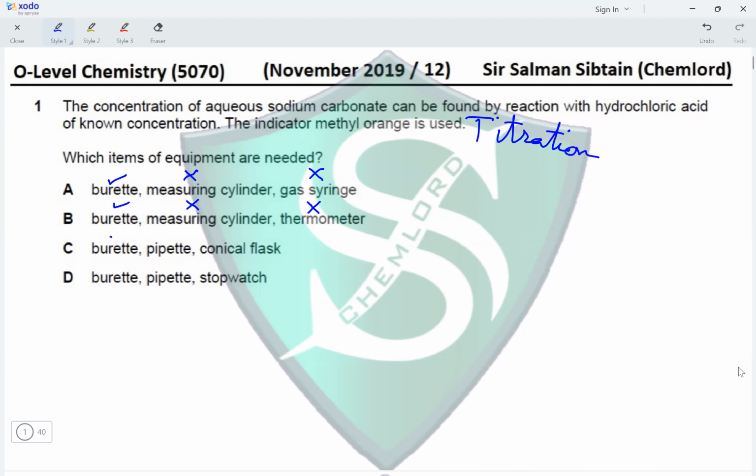Next, burette, yes. Pipette, yes. Conical flask, yes. So we would take the known concentration of HCl in the burette, the unknown concentration of sodium carbonate using a pipette, and the experiment would be carried out inside a conical flask with the methyl orange indicator also involved. So all three pieces of apparatus here are correct. And the last one, we've got a burette, a pipette, and a stopwatch. We are not measuring the rate of reaction, so stopwatch is not required. So the correct answer for this question is option C.